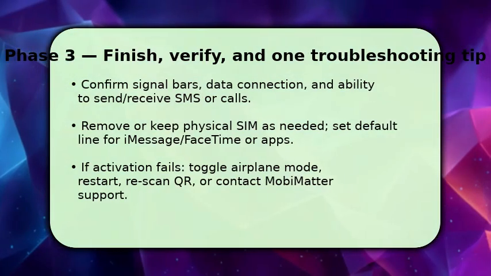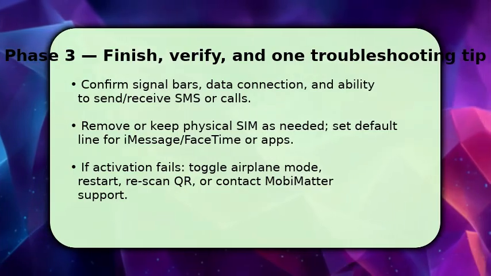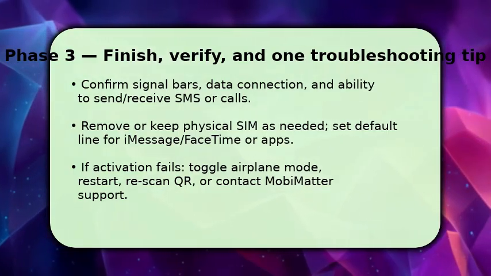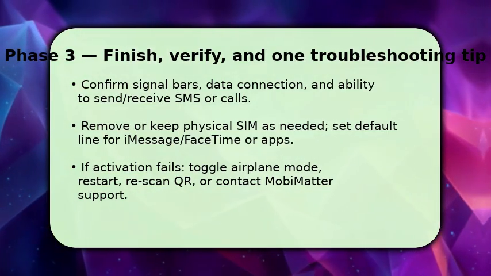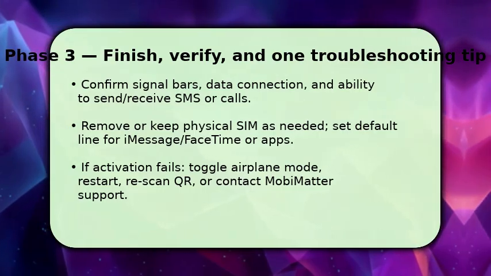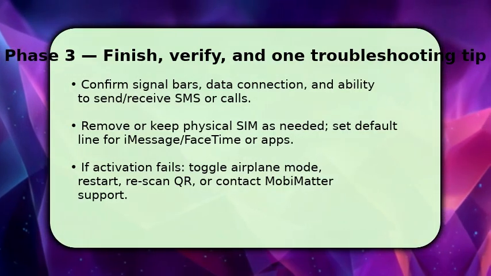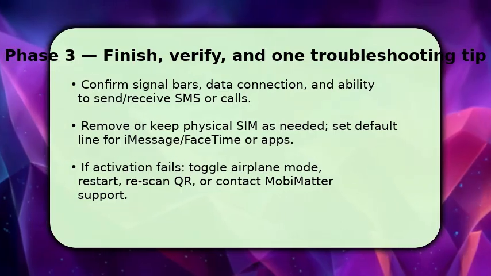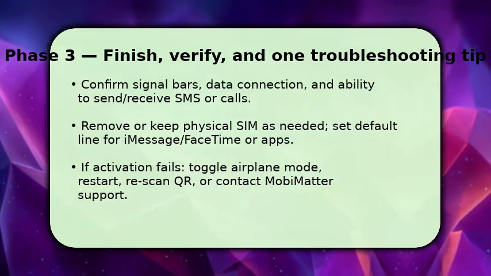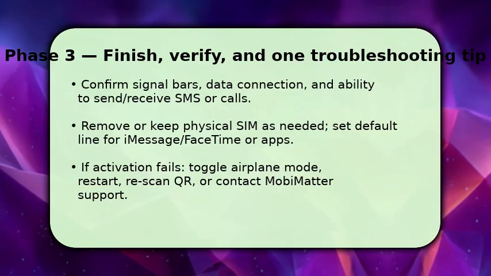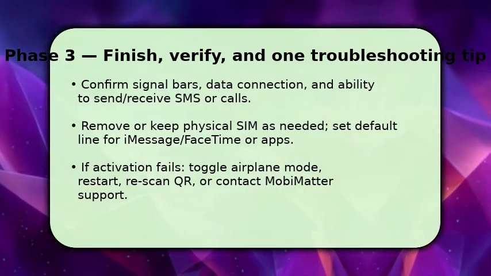You finish by verifying service. Check signal bars, open a web page, send an SMS, and place a quick call. These tests confirm the network registered correctly. Once working, decide whether to eject the physical SIM or leave it for fallback, and set default lines for messaging and data so apps use the eSIM first.